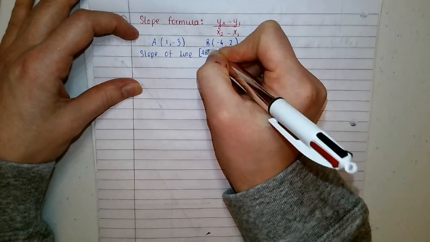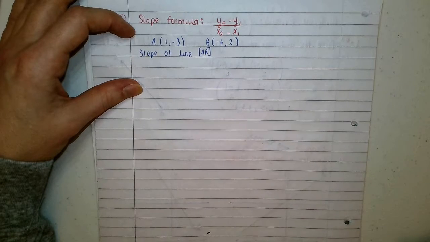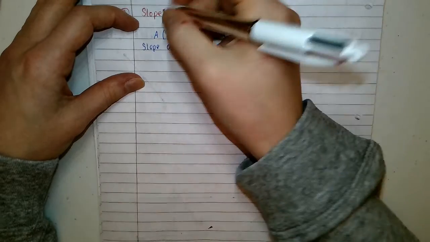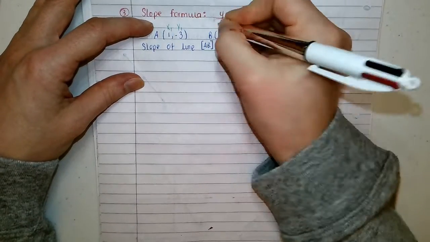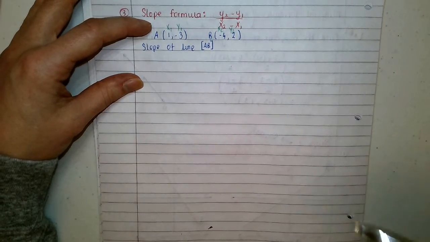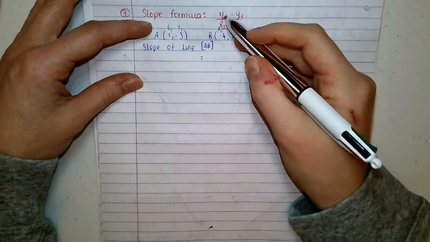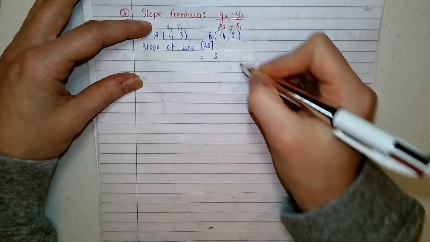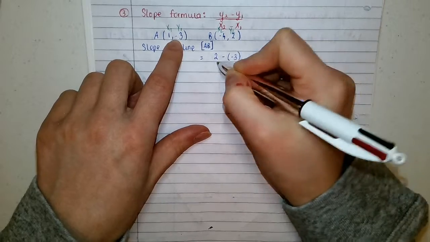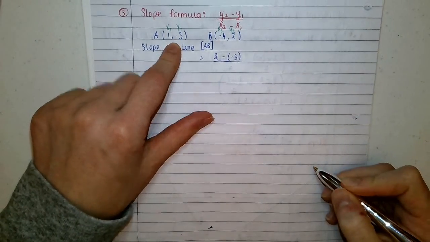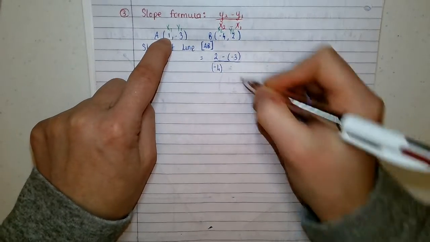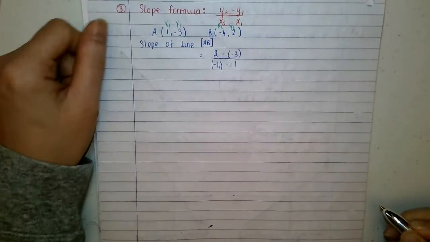AB, or line segment. Okay, so we start off by labelling our points x1, y1, x2, y2, and then we're going to sub those into the formula. So as you can see, y2 is 2 and y1 is -3, remembering to put the negative number into a bracket. x2 here is -4 minus 1, which is x1.